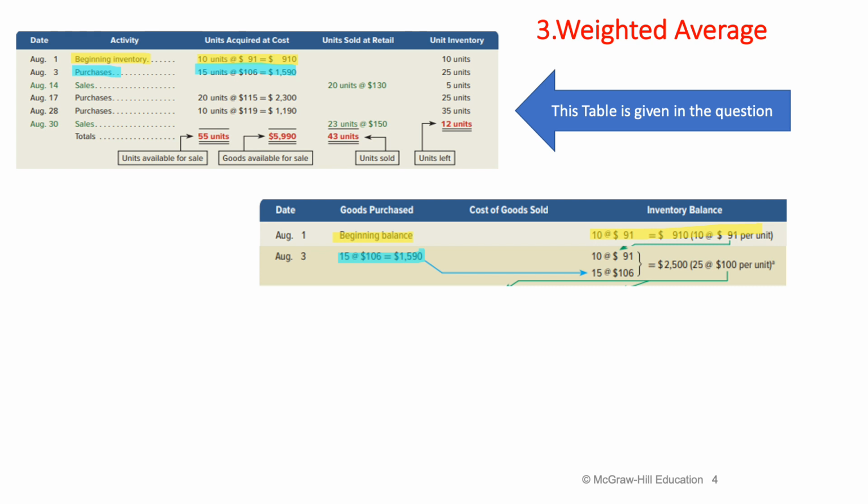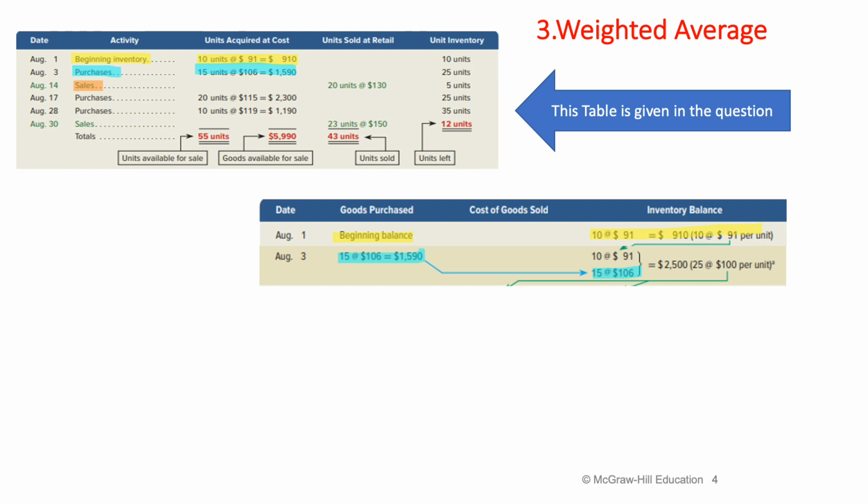So how am I going to record the inventory balance now? Remember, if the company did purchases, it means that their inventory balance is going to increase. What I'm going to do, as I usually did in the other methods, is add the previous units. I'm going to take 10 multiplied by 91, the units left from the beginning inventory, plus my new purchases of 15 multiplied by 106. Added together, my inventory balance now equals 2,500. As you can see, my inventory is increasing because we did some purchases.